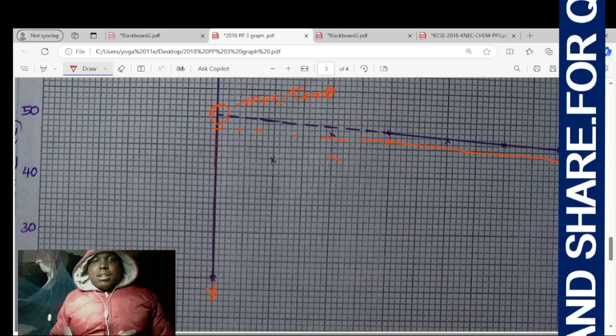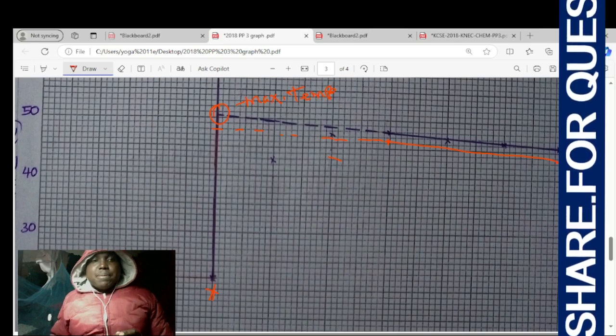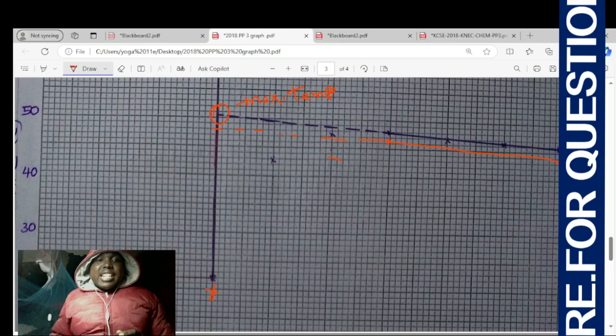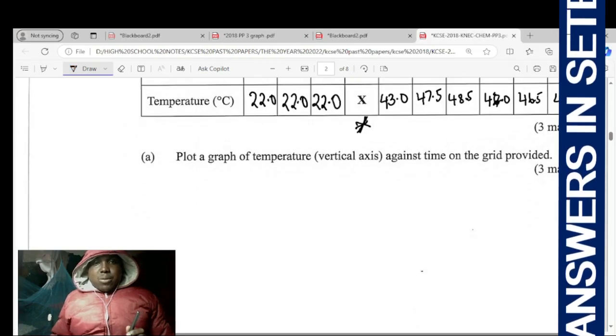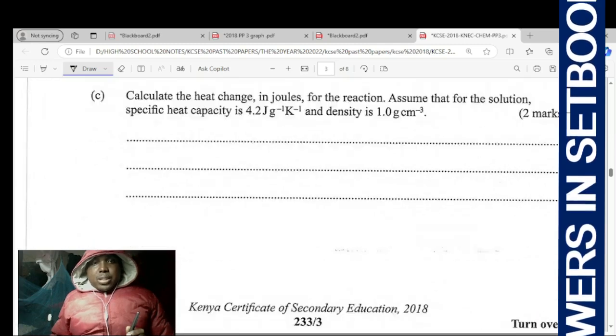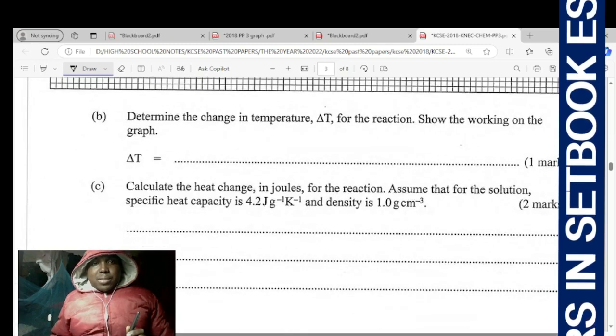Remember that. In energy changes, we don't have a curve. There's no way you're going to draw curves here. Remember that. So after that, now we are going to use this graph to answer the questions. I have drawn the graph for you. So let us use it to answer the question that follows.